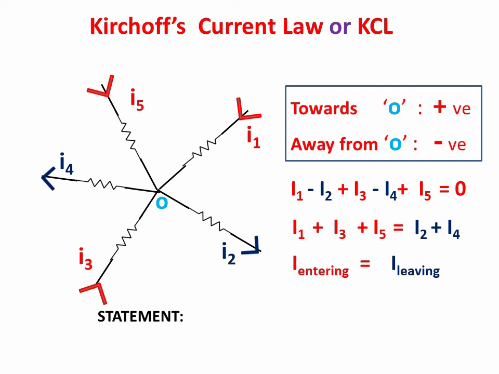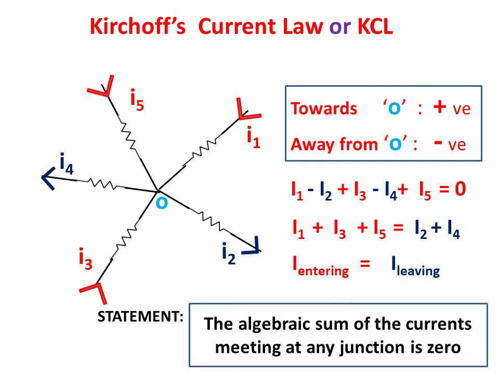So, what is the statement of Kirchoff's current law? That is the first law: the algebraic sum of the currents meeting at any junction is 0. Algebraic means the plus or minus sum of the currents. So, from this statement we conclude that the current cannot be stored at a particular point.